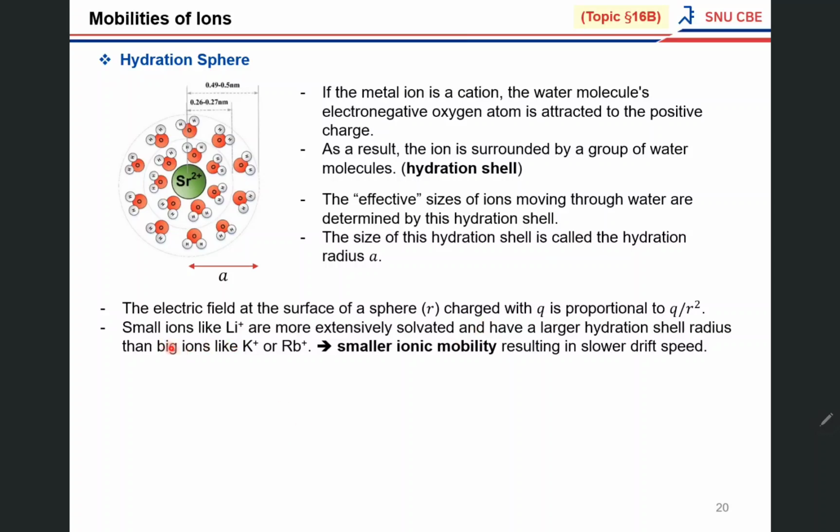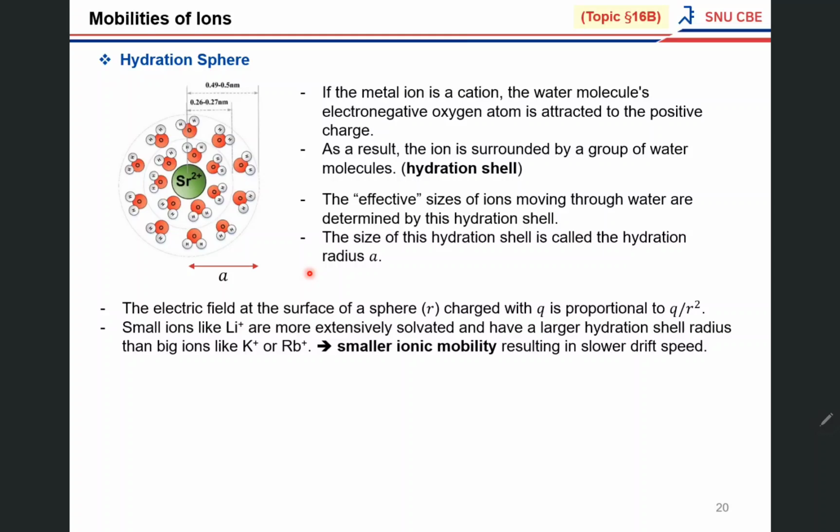Small ions like lithium are actually more extensively solvated when compared to the large ions. So the hydration shell radius of the small alkali ions like lithium and sodium is actually larger than the hydration shell radius for potassium and rubidium. As a result, the small cations have lower ionic mobility, and the same is true for the halide anion case. But what about the protons?